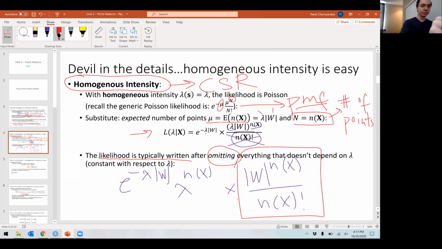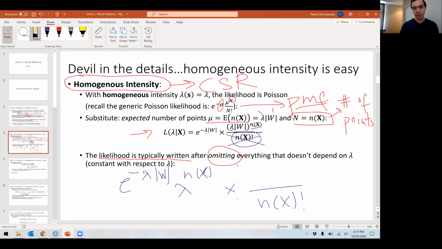And so if you're reading the book, if you're looking online, if you're following another YouTube class, whatever you're doing, the homogeneous Poisson likelihood will basically omit this term, because that contains no information about the thing you're trying to estimate, which is lambda. Okay, moving on.